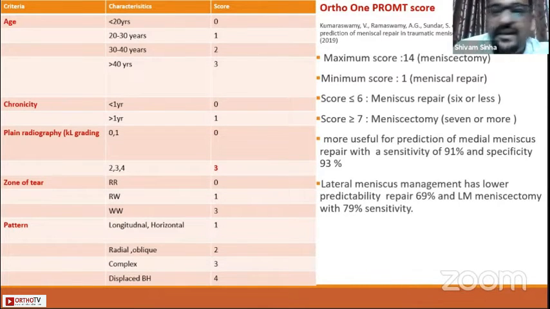With this scoring, they could find from their study that for the medial meniscus, which is less mobile and more likely to re-tear, their sensitivity for repair is about 91%. That means if they have planned a repair on the MRI finding, a similar repair they can do intraoperatively, and specificity is 93%. However, for the lateral meniscus, the predictability is reduced. There is 69% sensitivity, and 79% specificity for meniscectomy.